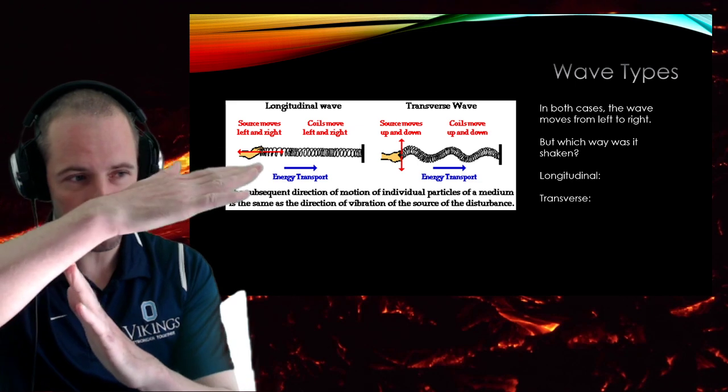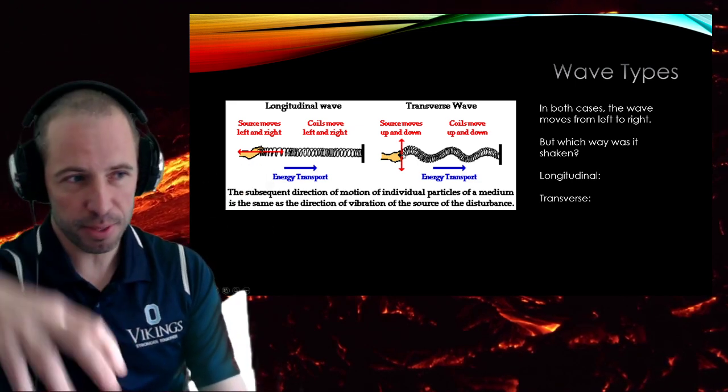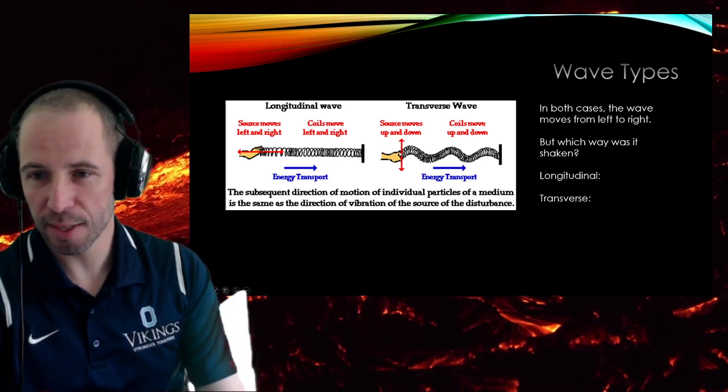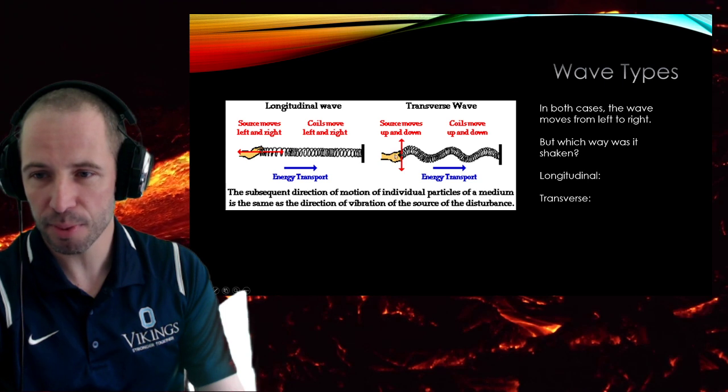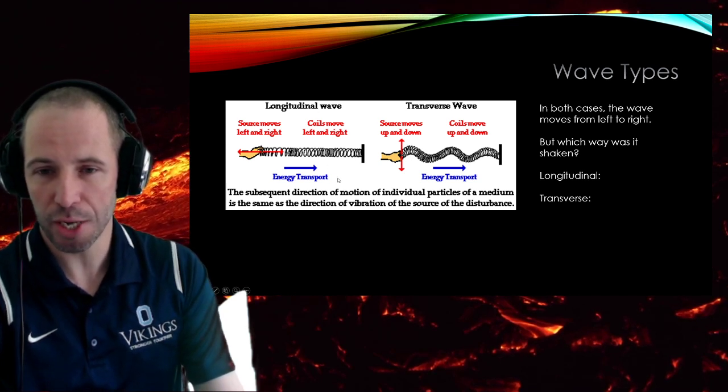What would perpendicular be? A T, right? So here, if you shake the slinky up and down, the wave still goes that way, but those two things are perpendicular. So you're moving up and down, but the wave travels left to right in both cases. So perpendicular goes with transverse, parallel motion goes with longitudinal. Just imagine both of those ways to shake the slinky.